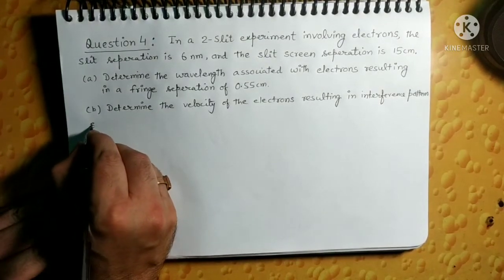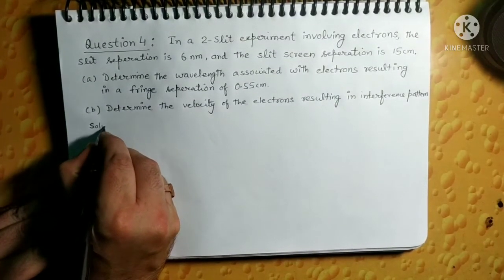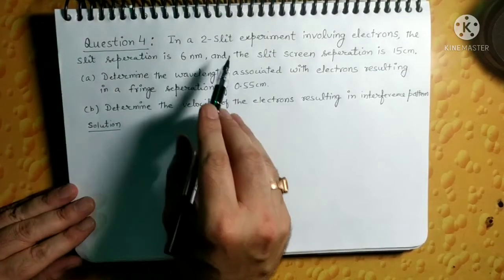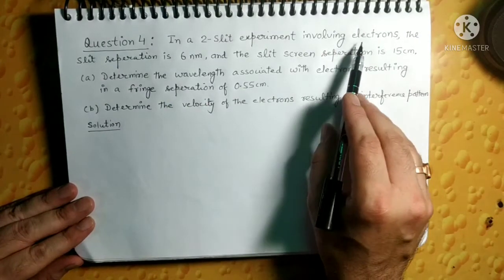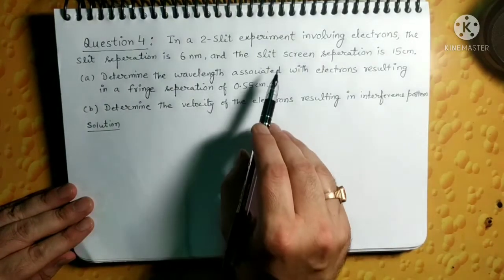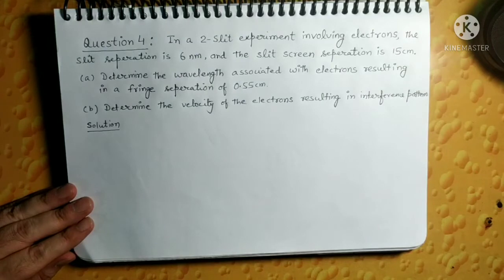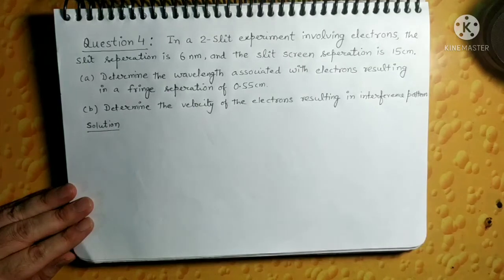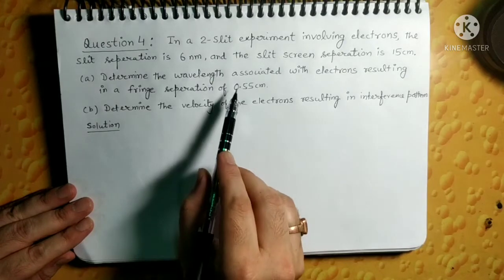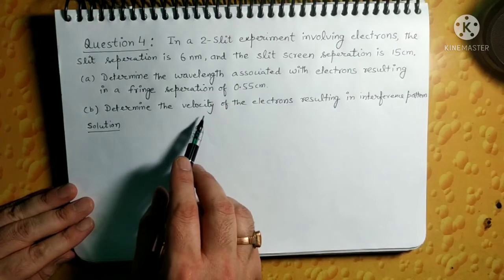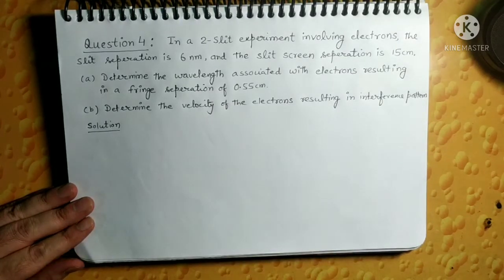Here we are solving a problem which is related to interference. The problem is given in a two-slit experiment involving electrons. The slit separation is 6 nanometer and the slit and screen separation is 15 centimeter. So we want to determine the wavelength associated with the electrons, resulting in a fringe separation of 0.55 centimeter. Also we have to calculate the velocity of the electrons, resulting in the interference pattern.